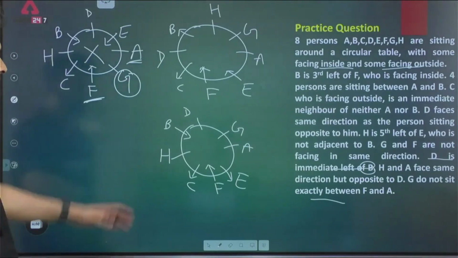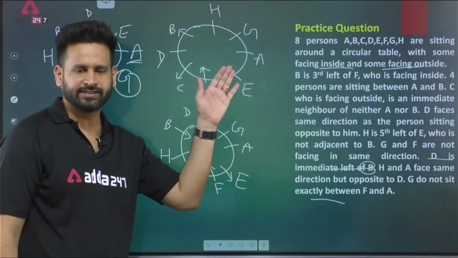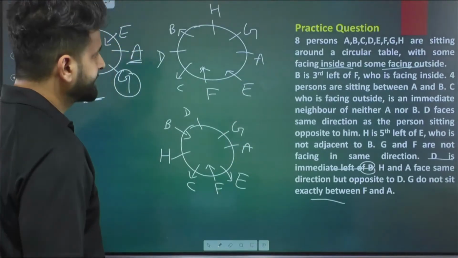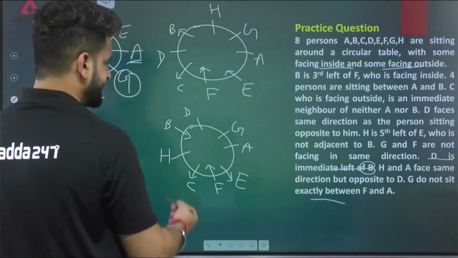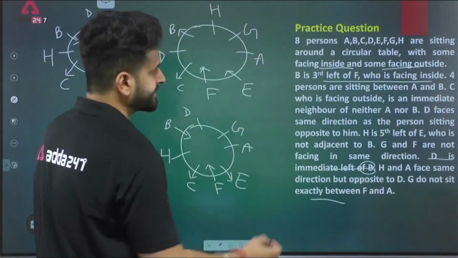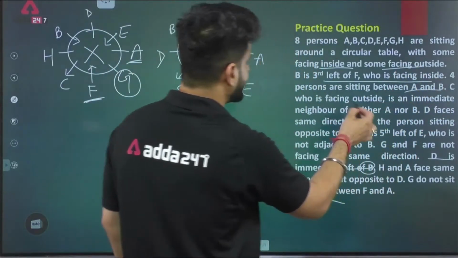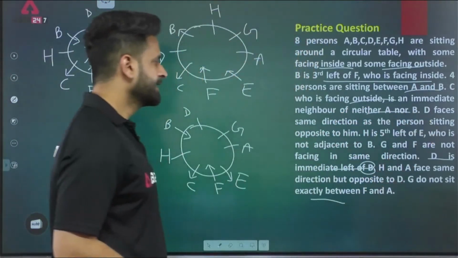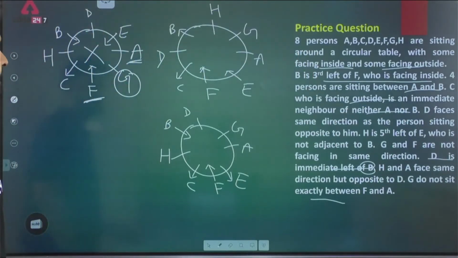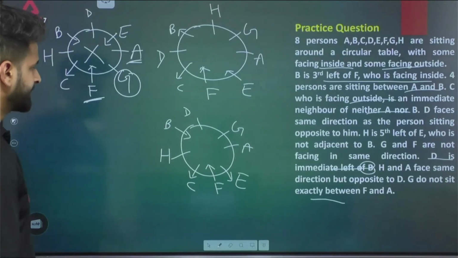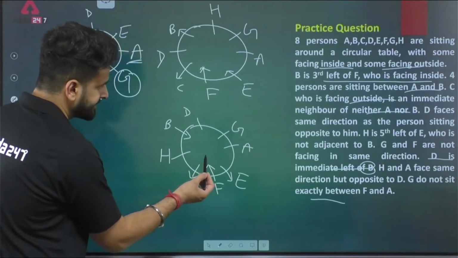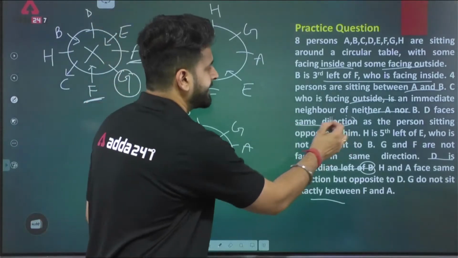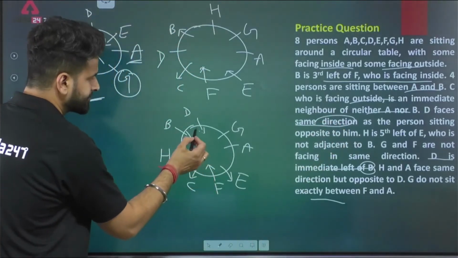Now let's see how to differentiate between these two cases, which one is right and which one is wrong. We will see the remaining conditions of directions. So this condition, now let us underline. B is third left of F, who is facing inside. This we have considered. Four persons between A and B, done. C, who is facing outside, is not a neighbor of A nor B. This condition is also done. D faces the same direction as the person sitting opposite to him. Now in this case you can see F is facing inside, so D will also face inside. Done.